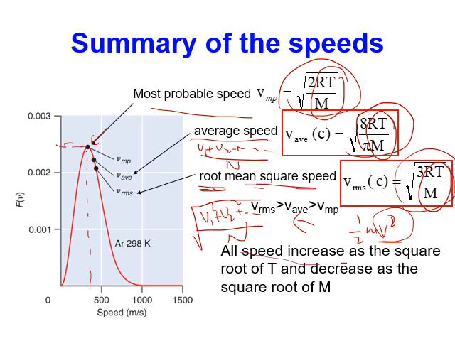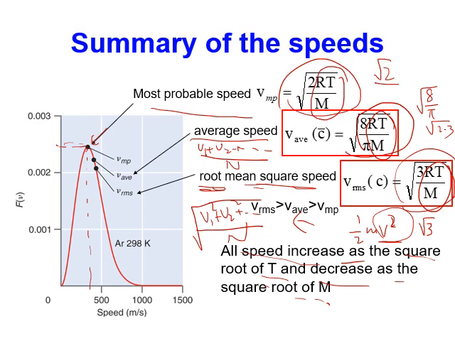So all speeds increase as the square root of temperature and decrease as the square root of m. Now the most probable speed is the square root of 2RT over m. The average speed is the square root of 8RT over pi m. Now 8 divided by pi is about, let's say, 2.5 or 3, somewhere like that. And the root mean square speed is the square root of 3RT over m.